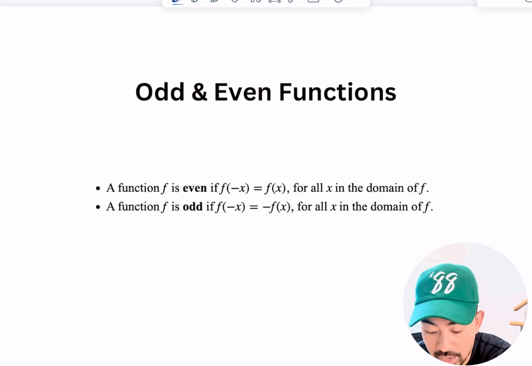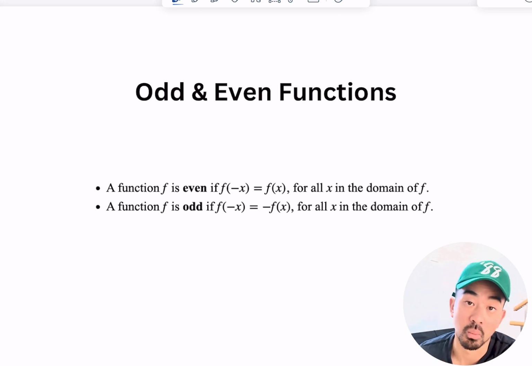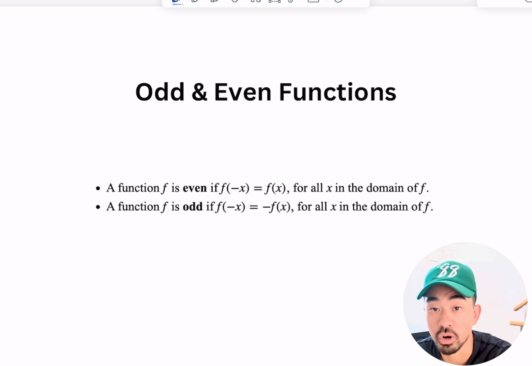All right, welcome back. So today we're going to be doing some odd and even functions. We're going to be looking at what constitutes an even and what constitutes an odd, just in terms of the algebra. Let's get into it.